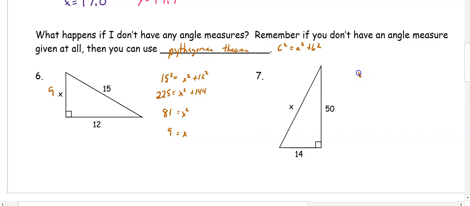In number 7, we have x squared, that's by itself as the hypotenuse, equals 14 squared plus 50 squared. So we get x squared equals 2,696. When we take the square root of 2,696, which is going to simplify to 2 root 674.